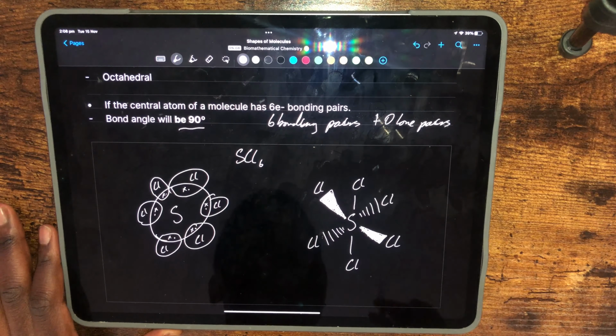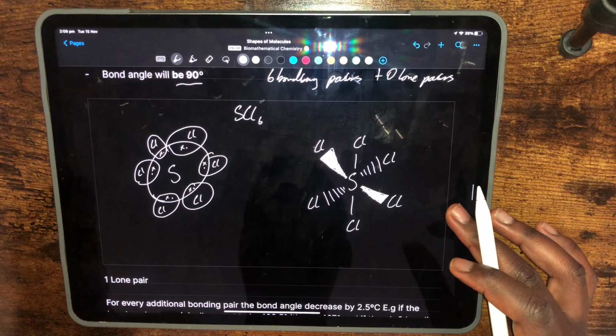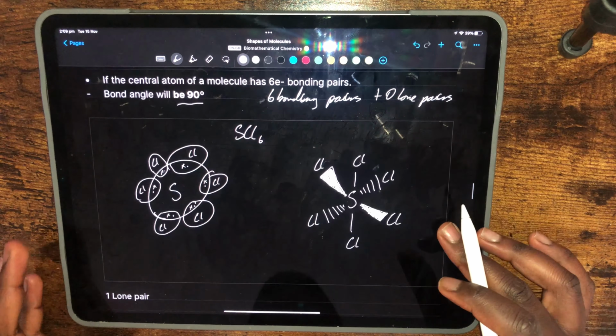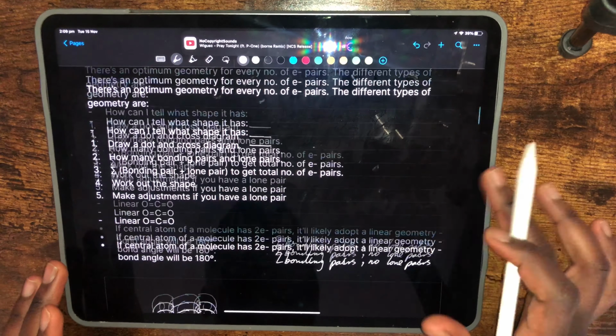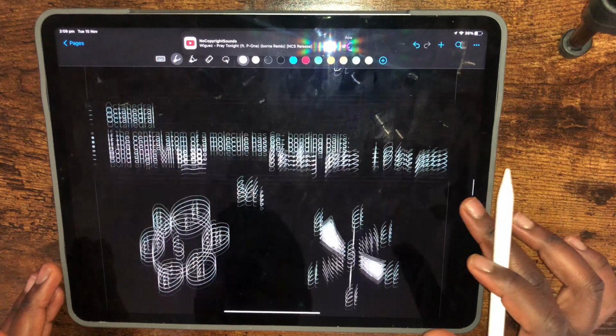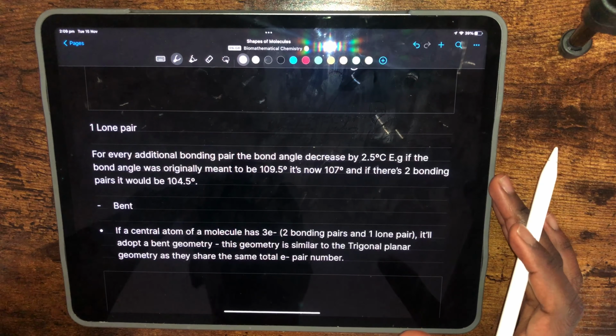Lone pairs. For every additional lone pair, the bond angle decreases by 2.5 degrees. So I've done examples here with no lone pairs, but I'm going to show you where it is with lone pairs. I'm going to explain this point here that I had above about adding them together and what they look like, right? So for every additional lone pair, the bond angle decreases by 2.5 degrees.